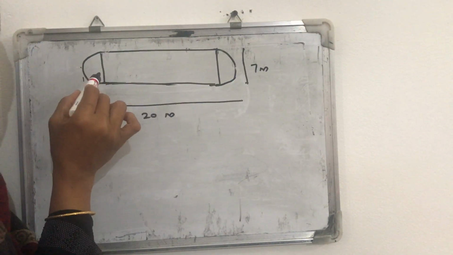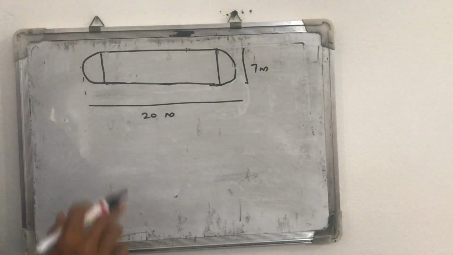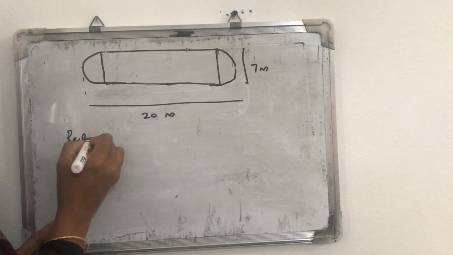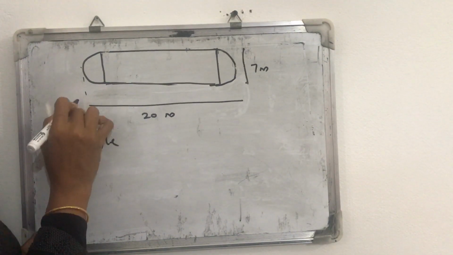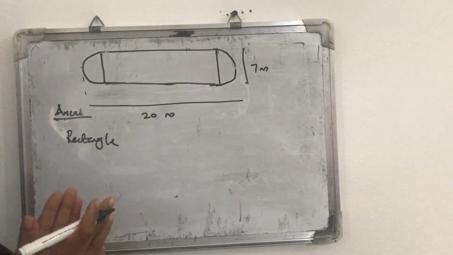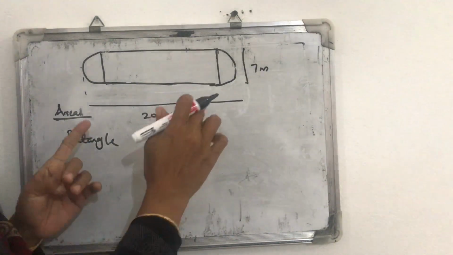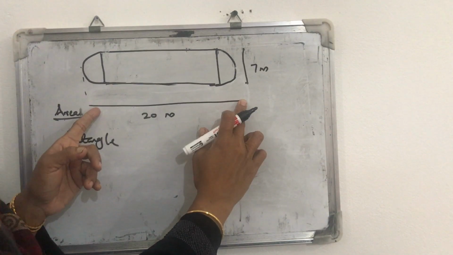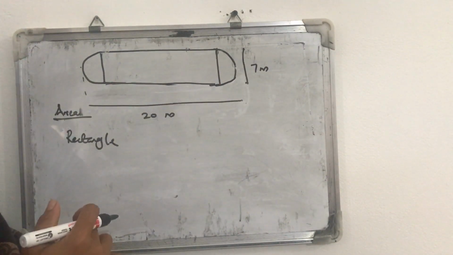Here another semicircle. Okay, that we know. Its area and perimeter we can find out. So first we can find the area of the rectangle. Okay, area of rectangle. First we are finding area of rectangle. For finding area we need its length and breadth. But the rectangle's length is not given. The total length only is given, 20. Okay, then how can we find out the length of this rectangle?